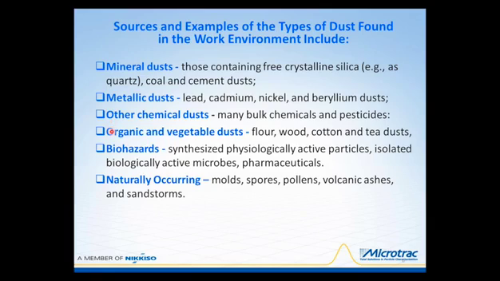We also have to look at organic and vegetable dusts, and these sources are from flour, wood, cotton, and tea dusts. We also have to consider biohazards, and these include materials that are synthesized physiologically active particles. They can also be active or isolated biologically active microbes, or even pharmaceuticals. Then we have the naturally occurring dusts, which include molds, spores, pollens, volcanic ashes, and sandstorms. So the sources of dust are many, and they are in our homes as well as the normal work environment.